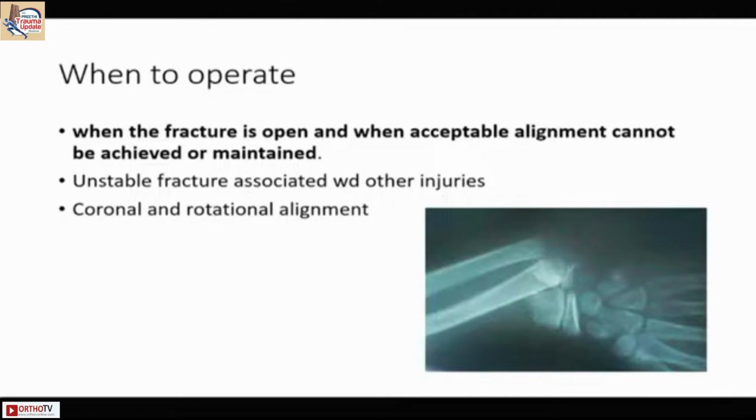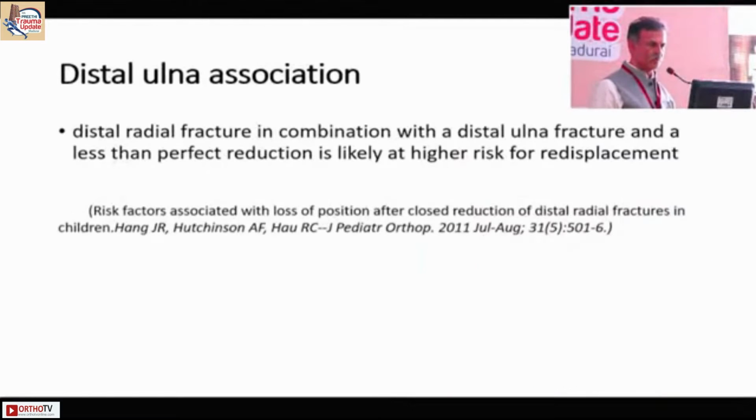So when you have done an open reduction, when the fracture is open, there is a compound injury, and very unacceptable alignment is there, probably that is the best situation. And then the fracture is very unstable, especially when there is associated distal ulnar or distal radioulnar joint involvement, and coronally and rotationally it is very much malaligned. It's not acceptable. Sagittal plane deformities, any amount of deformity can be accepted, like the way we discussed about bayonet deformities. Even shortening of up to 1 centimeter can be accepted.